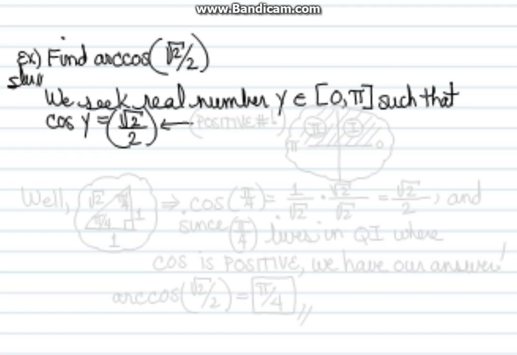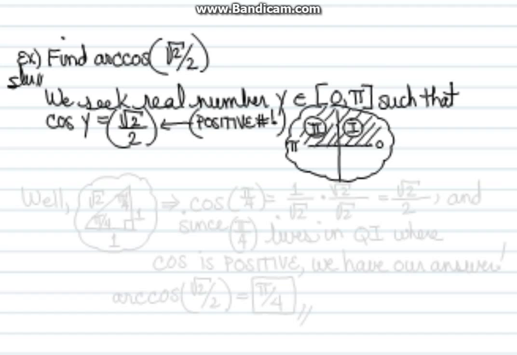Okay, square root of 2 over 2 is positive. So let's draw a picture of the restriction for y. It has to live between 0 and pi. So here's 0 and here's pi. That means it's either quadrant 1 or quadrant 2. But we want the cosine to be the positive square root of 2 over 2. So where do you suppose that happens? Does that happen in quadrant 1 or quadrant 2?